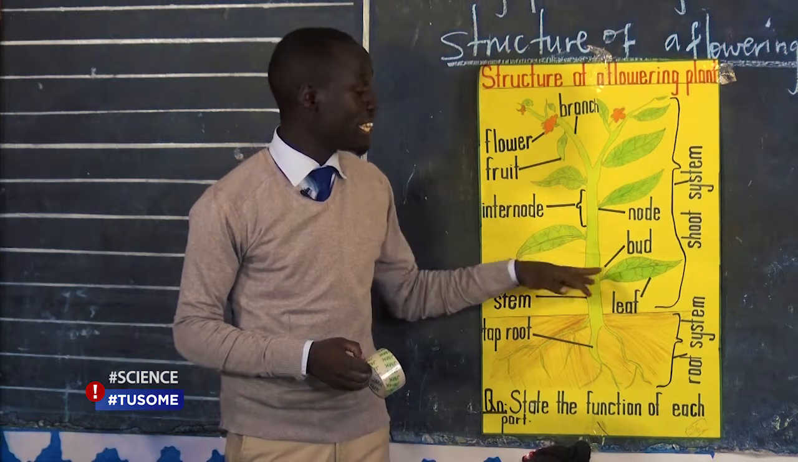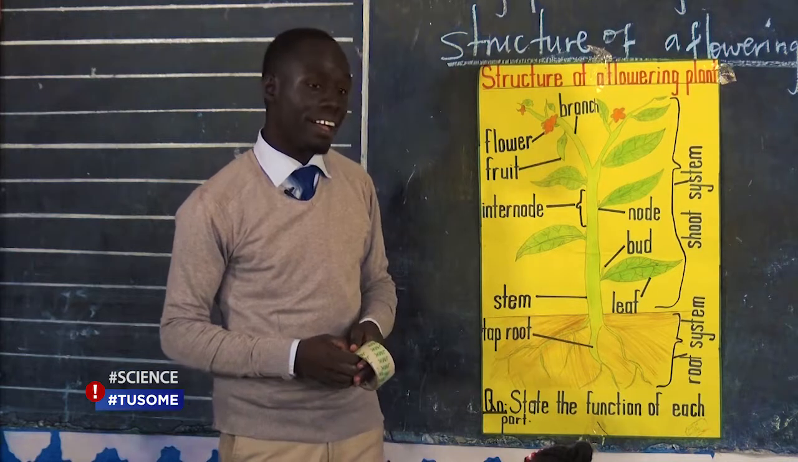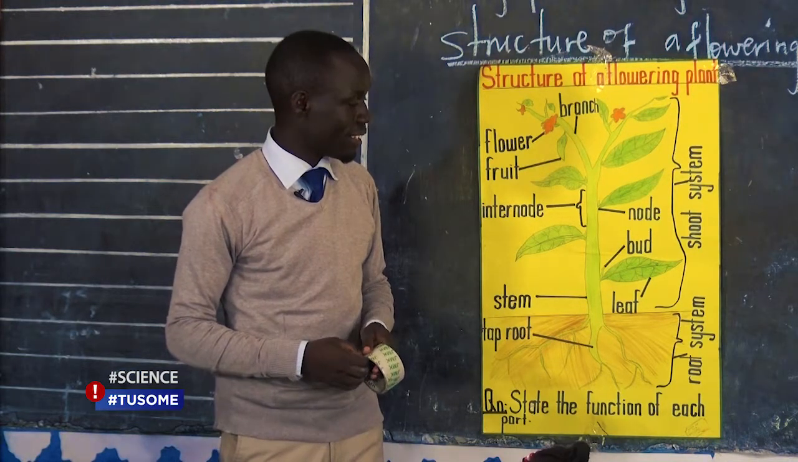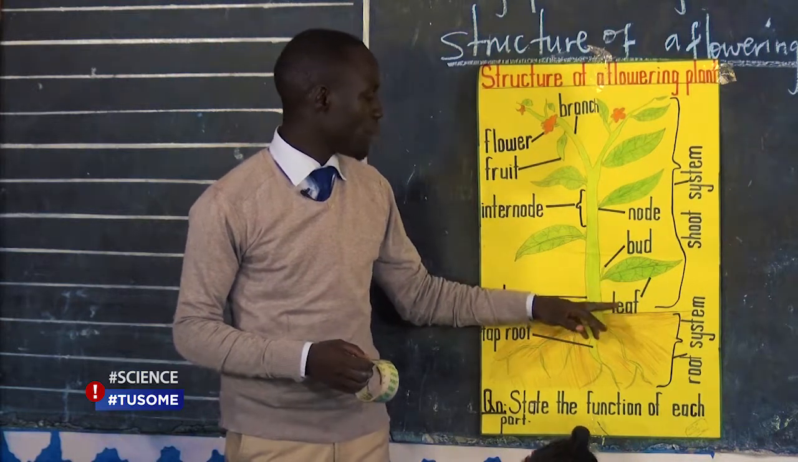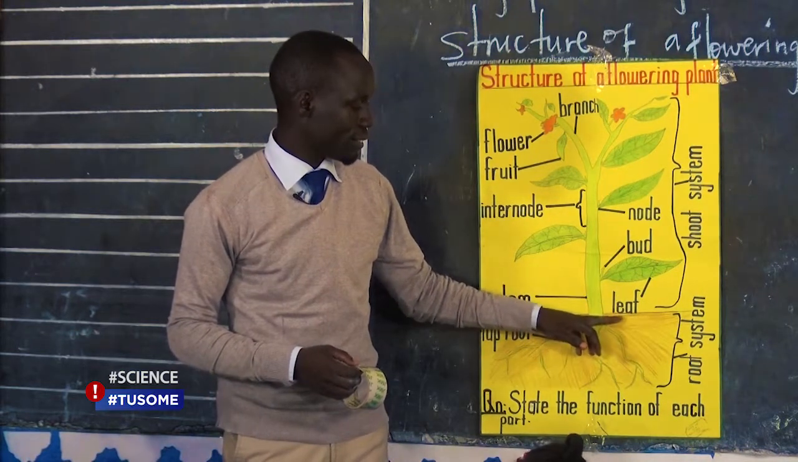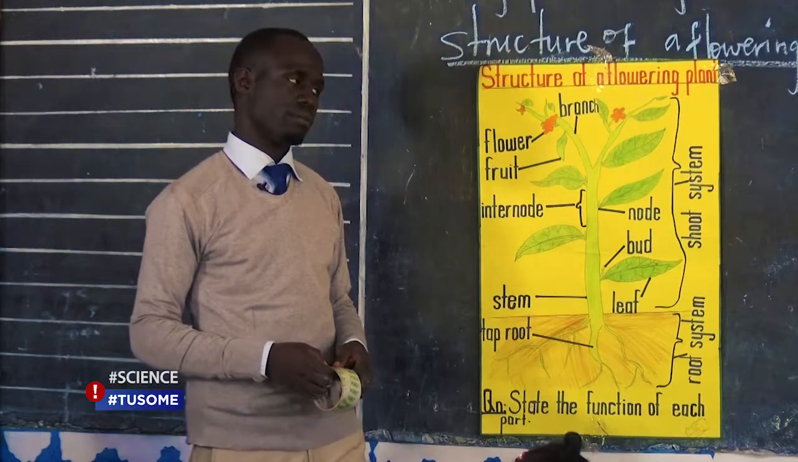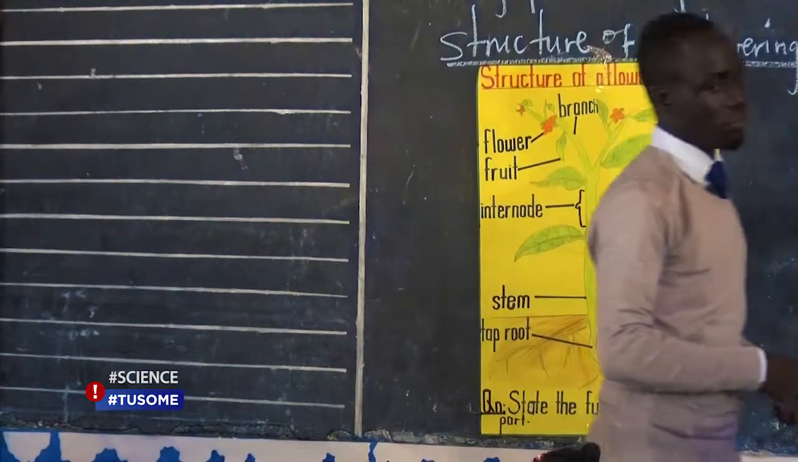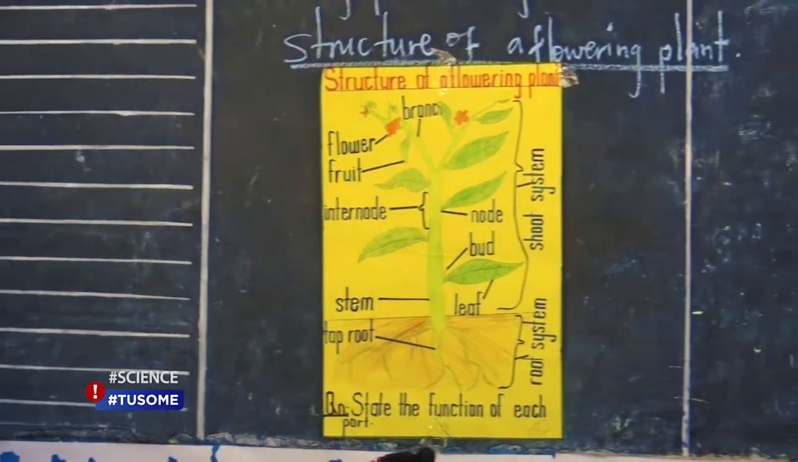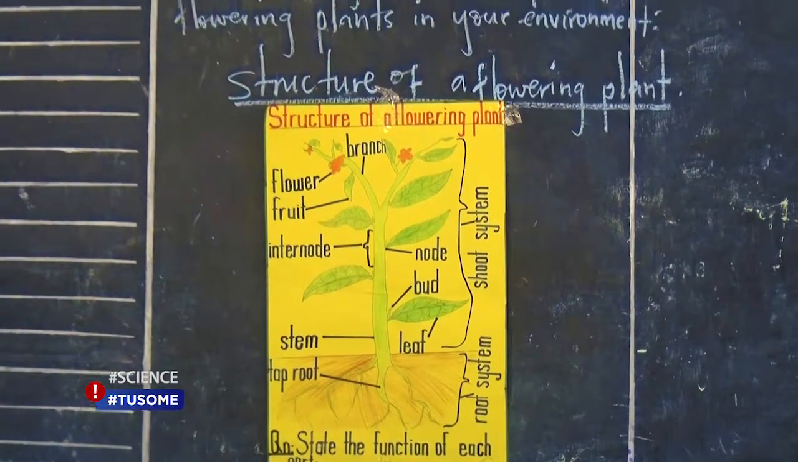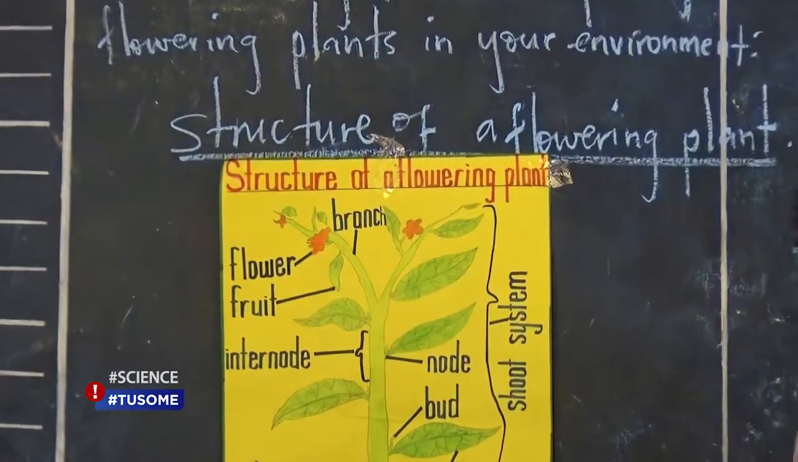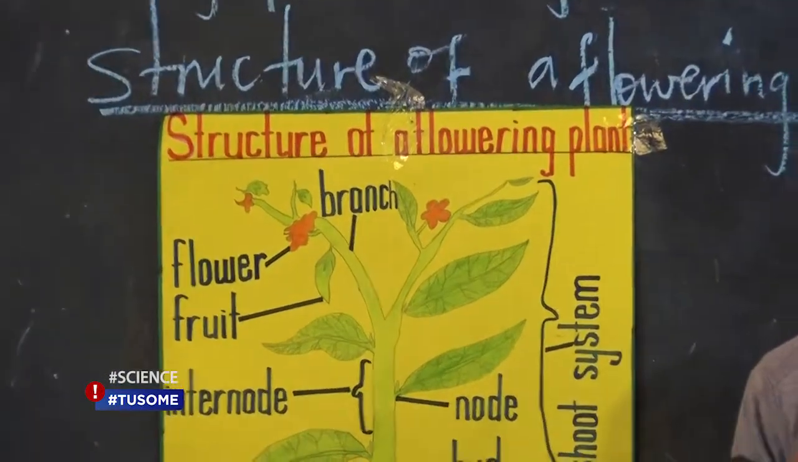The next word is? Bud. Bud. B-U-D. The next word is? Leaf. Spell the word leaf. L-E-A-F. Now, from those words, the flowering plant has two systems. Flowering plant has two what? Systems.